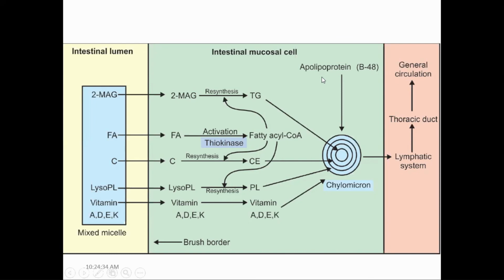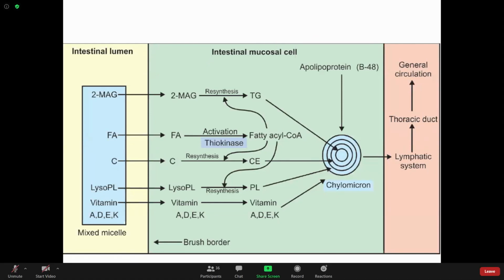So with the help of apolipoprotein B48, these dietary lipids form a transport lipoprotein particle called chylomicron. And after formation of this chylomicron, it enters the lymphatic system, and with the help of the thoracic duct, this chylomicron is released into the circulation. From there, the fatty acids present on that chylomicron are taken up by muscle and adipose tissue.